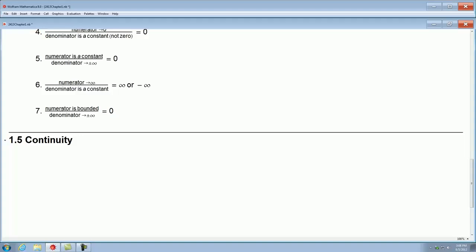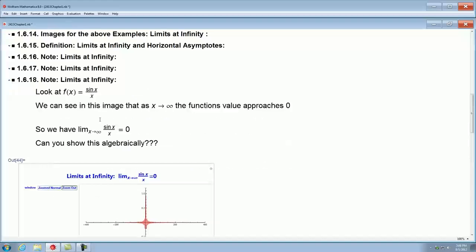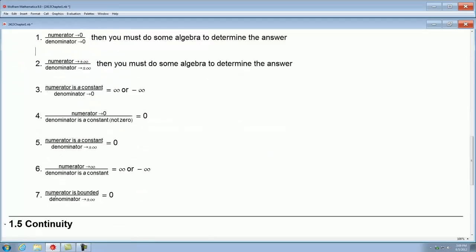And then the last thing is if your numerator is bounded and your denominator goes to infinity or negative infinity, the answer is 0. And I'll illustrate that in class. That's very much related to this problem here because our numerator sine x is bounded. Sine x oscillates between 1 and negative 1. It's going up and down. It's bounded though. The biggest it can be is 1, the smallest is negative 1. But your denominator is becoming infinitely large. And so anytime you have something that's bounded over something that's becoming infinitely large, this last form tells us that the answer is 0.